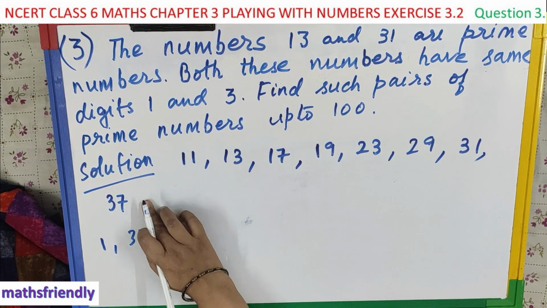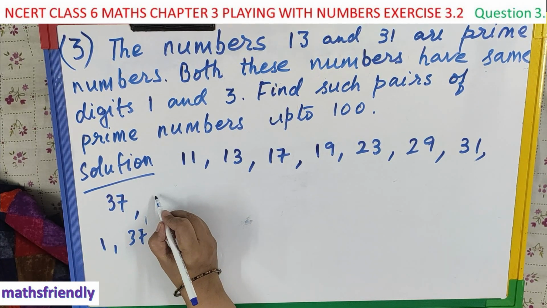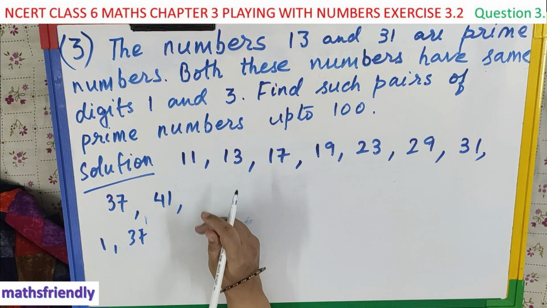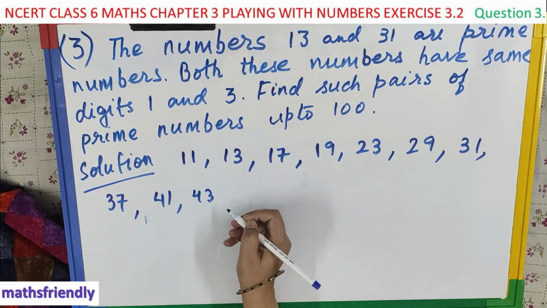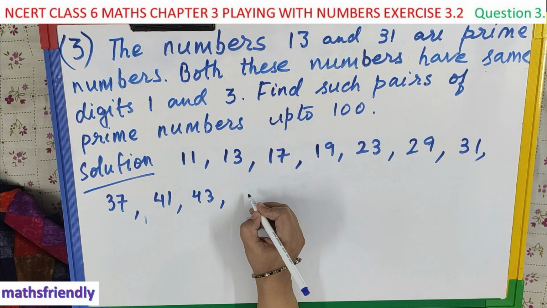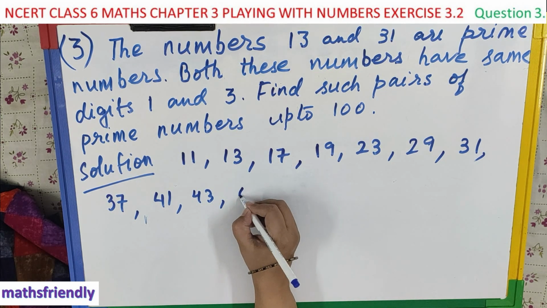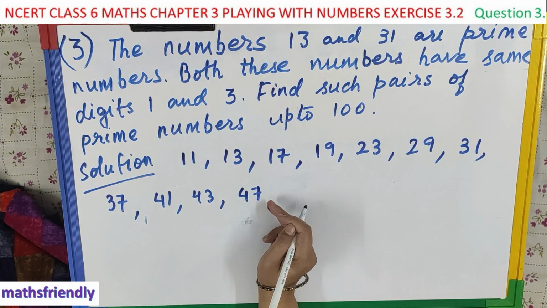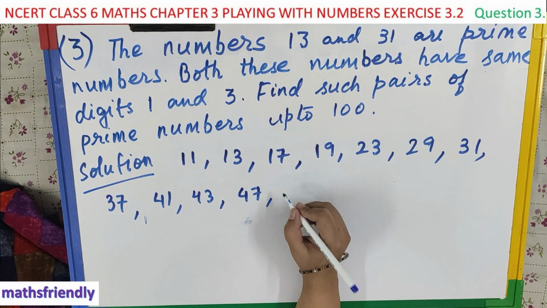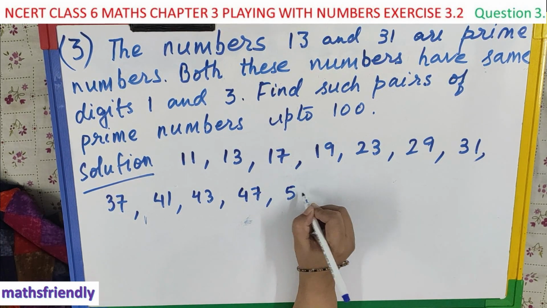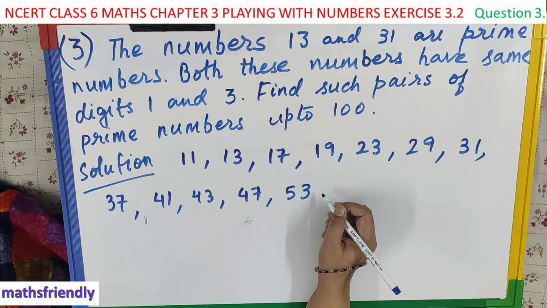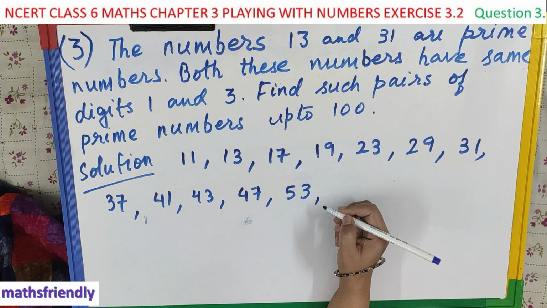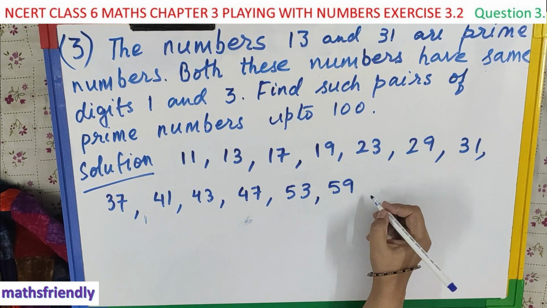Okay. The next prime number after 37 is 38, 39, 40, 41. After 41, we have 42, 43. Yes, 43 is the next prime number. 44, 45, 46, 47. 47 is the next prime number. 48, 49, 50, 51, 52, 53. Yes, 53 is the next prime number. 54, 55, 56, 57, 58, 59. Yes, 59 is the next prime number.